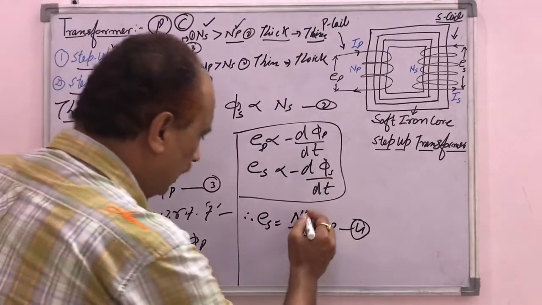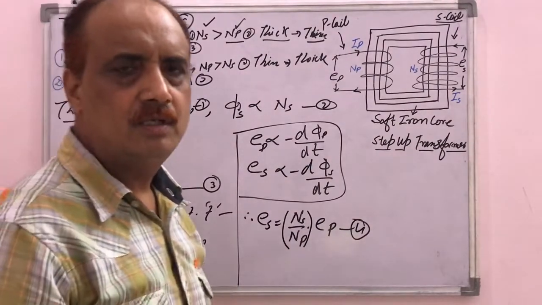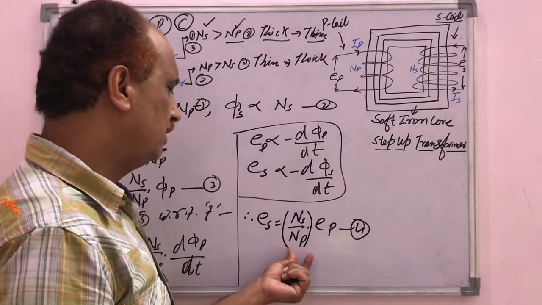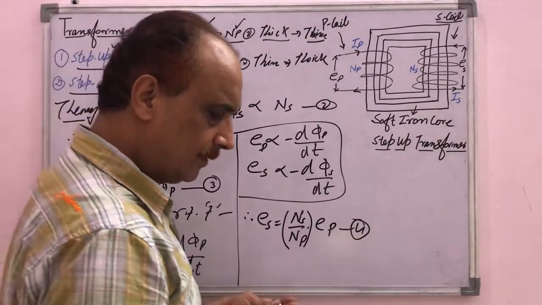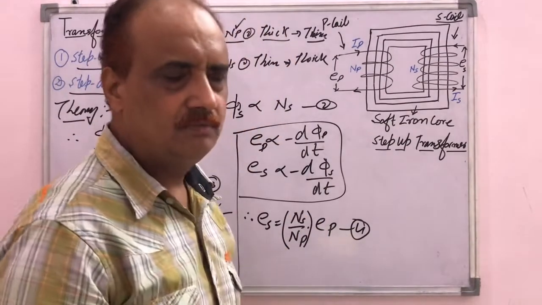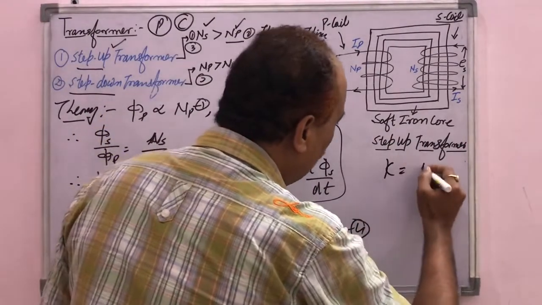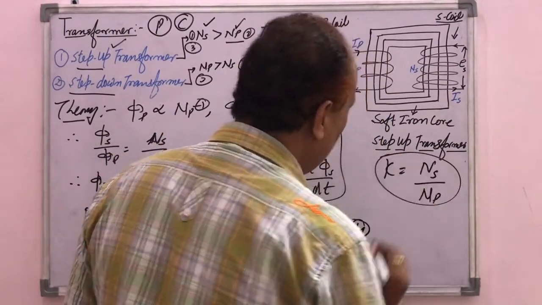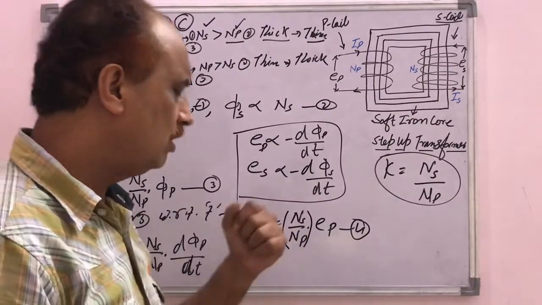Now Ns upon Np is the ratio of the number of turns in the secondary coil with respect to the primary coil, and this ratio is always constant. So this ratio of the number of turns can be represented by K, which is called the transformation ratio. So K will be equal to the number of turns in the secondary coil divided by the number of turns in the primary coil. But generally we use the same formula, Es equal to Ns upon Np into Ep.